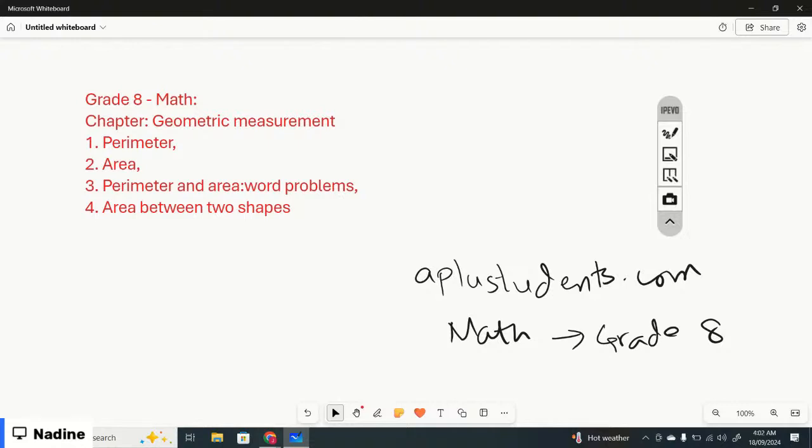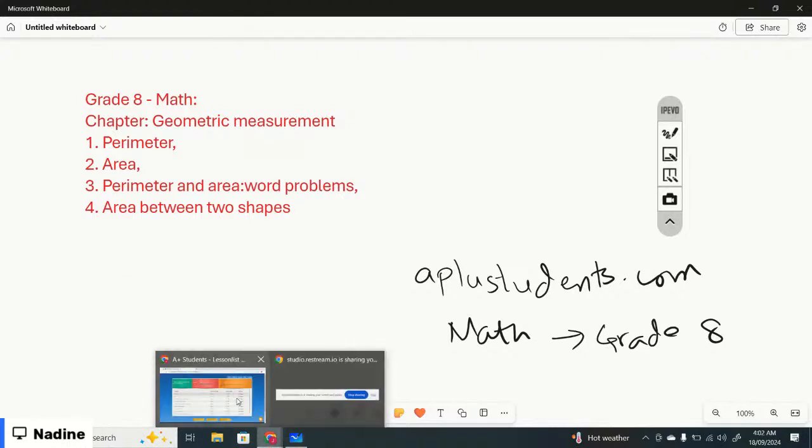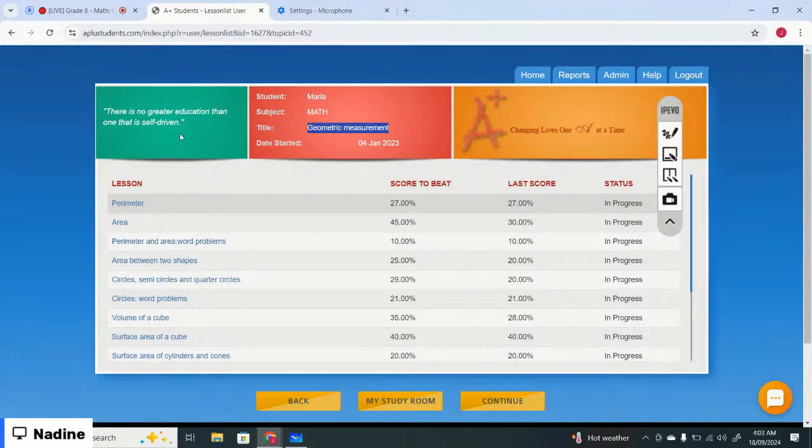The lessons we're going to cover today are area, perimeter and area word problems, area between two shapes. Make sure you have your notebook and pencil so that you can note down the important examples and definitions as well, right?